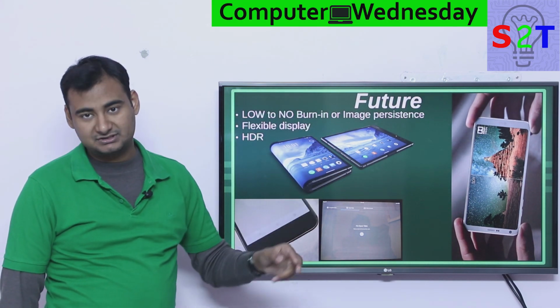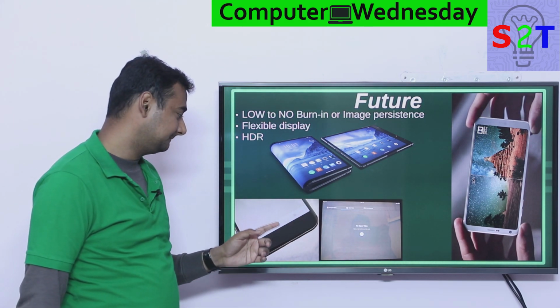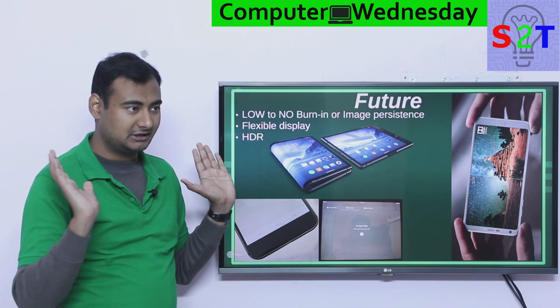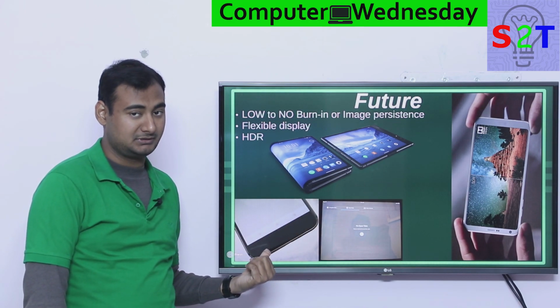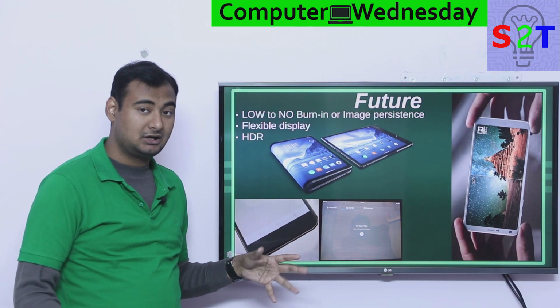This is different from image persistence, which will happen in LCD screens, but it's a temporary thing. It will ghost your screen with whatever you had last, but this is temporary, this is permanent. This will be fixed. In the future, this will be fixed. Now, how do I know?